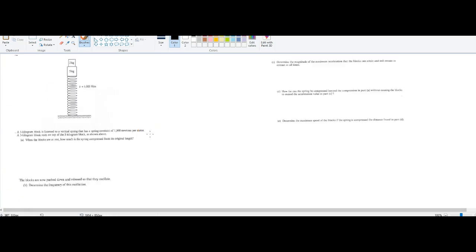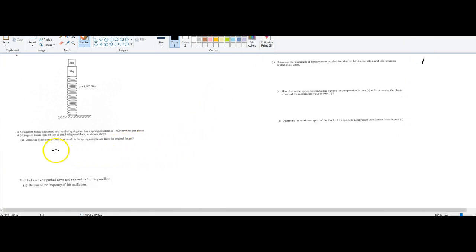All right, so the punchline is we're going to go ahead and do the problem now. So step A. Step A asks, when the blocks are at rest, how much is the spring compressed from the original height? Okay, so we look at the problem, and the reasoning is the only way it can be at rest is if there's no acceleration.